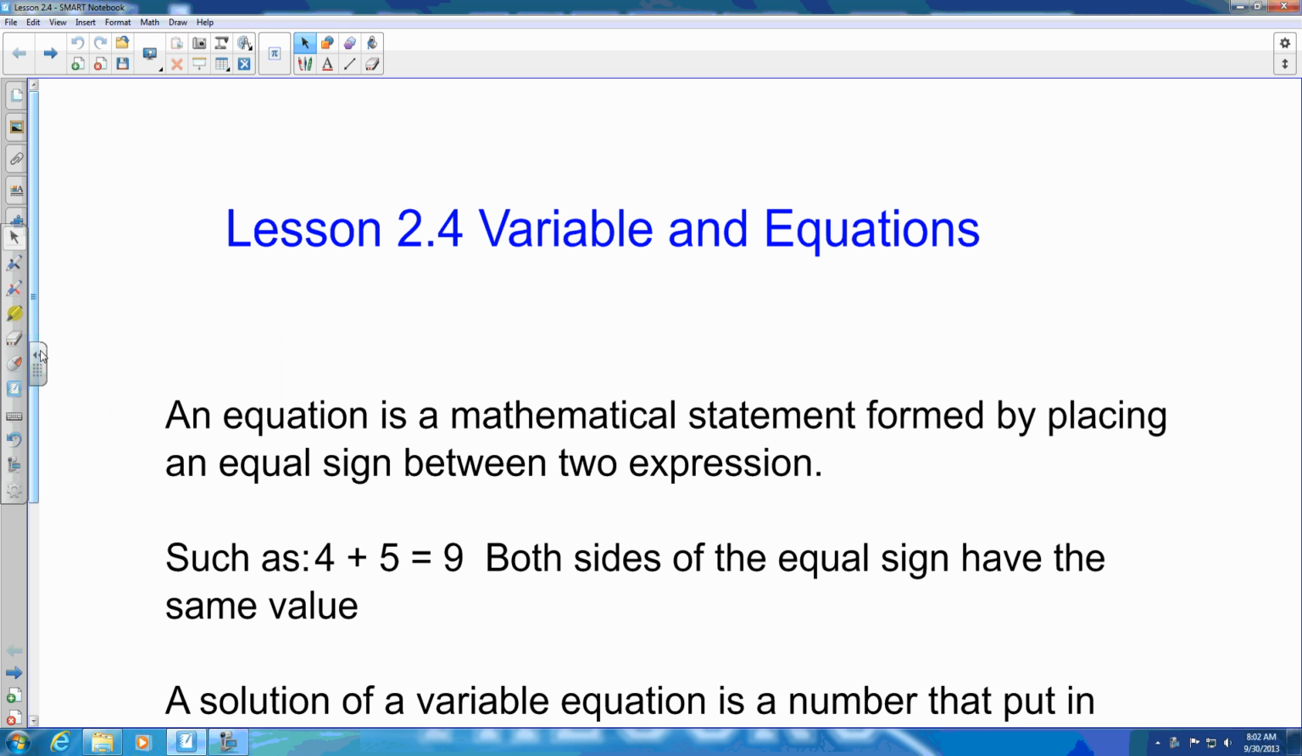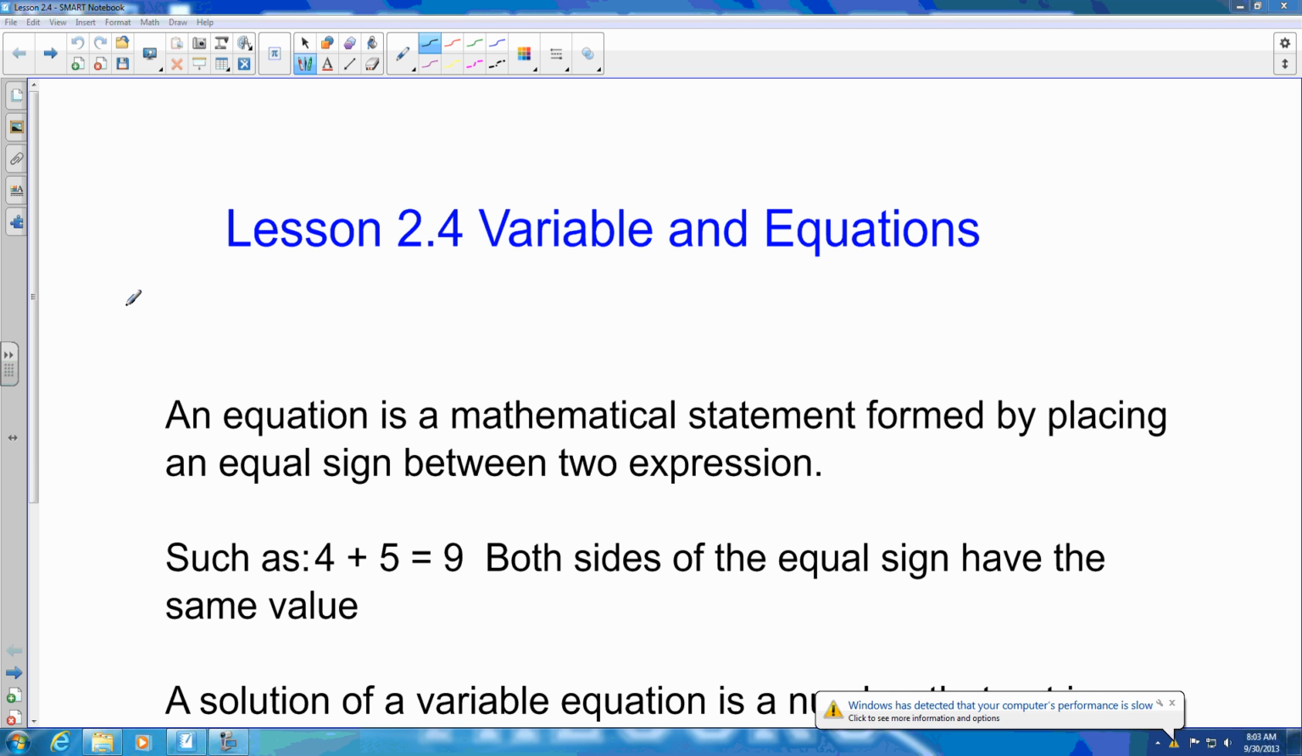All right, we're in section 2.4 where we're going to use variables and equations. We've talked about both of these terms in previous sections. A variable is a letter that represents a number or a group of numbers. And an equation, as we talked about, is a math problem that uses an equal sign.